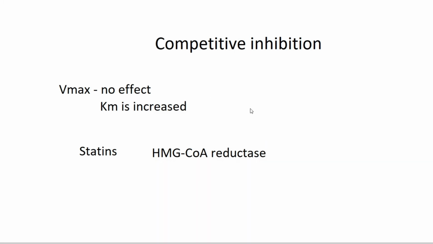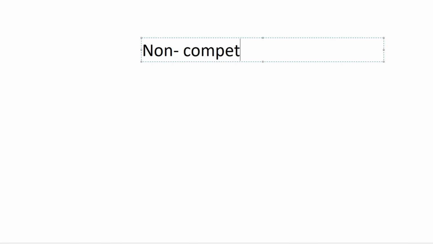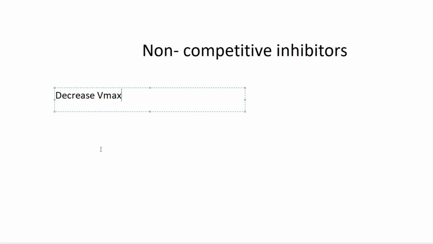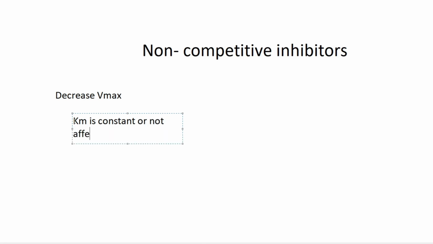Then you have non-competitive inhibition. They bind at different sites on the enzyme, so they can either bind the free enzyme or the enzyme substrate complex. It depends. What they do to the Vmax is they decrease the maximal velocity, and Km here is constant, or it is not affected. Examples include lead, binding to the side chains and proteins, or certain insecticides affecting the enzyme acetylcholinesterase.